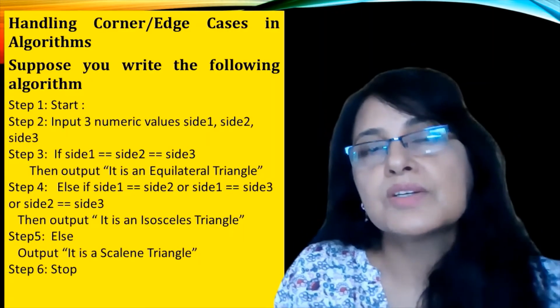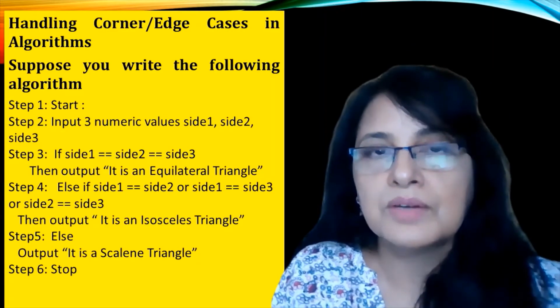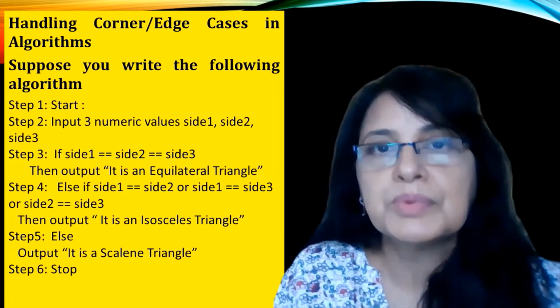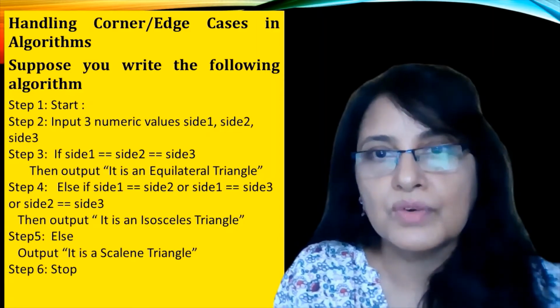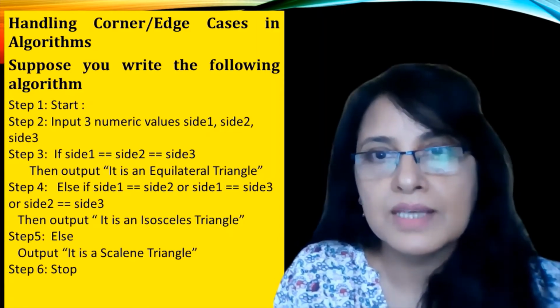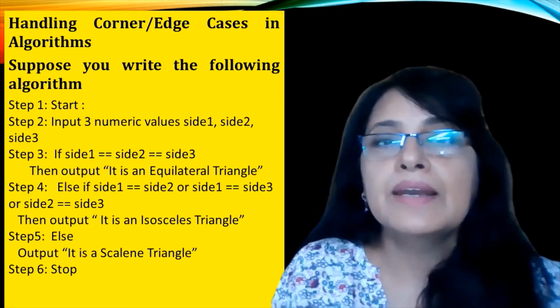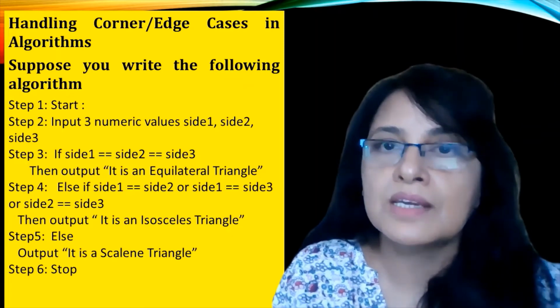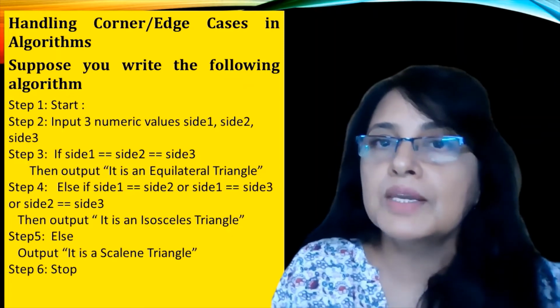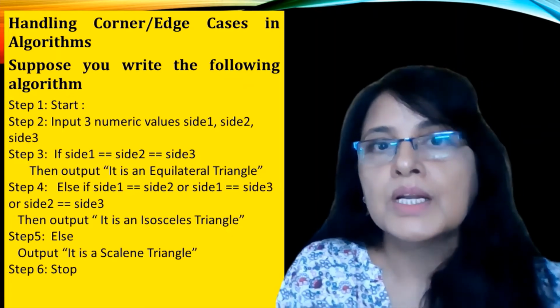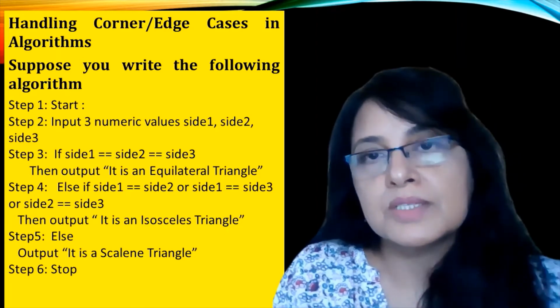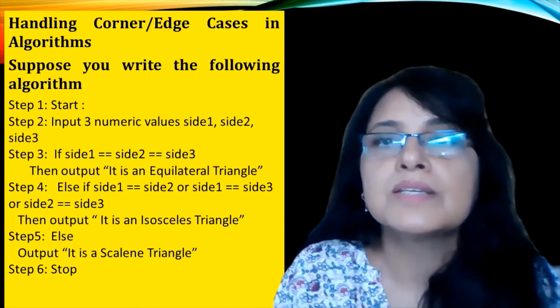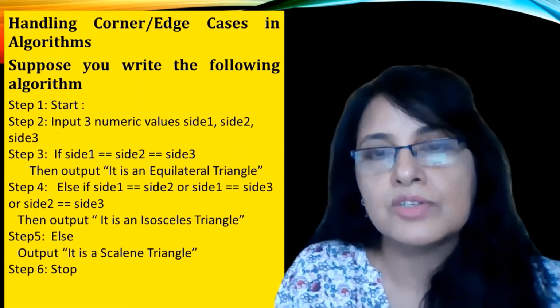Now let's look at corner or edge cases in algorithms. We start with an example where we are taking an input of 3 numeric values for each side of a triangle. And if the 3 sides are equal, it should give an output: it is an equilateral triangle. If any 2 of those sides are equal, it gives an output: it is an isosceles triangle. Otherwise, it says it's a scalene triangle.